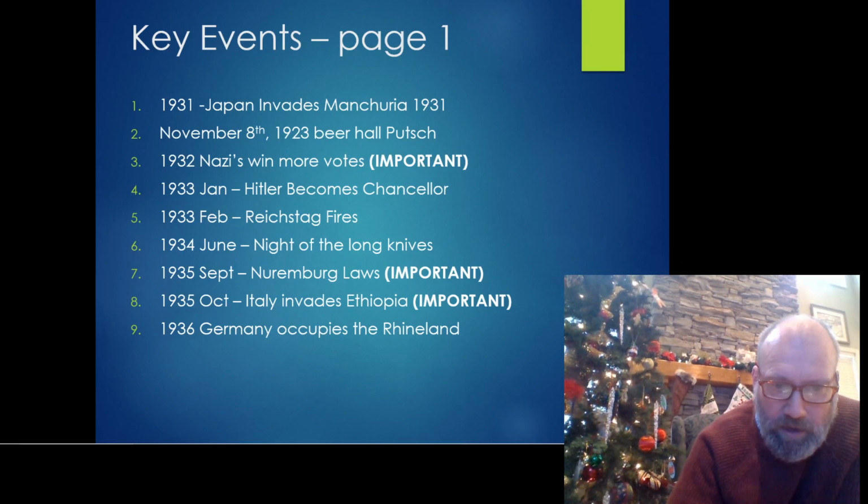1936, Germany occupies the Rhineland. All right, this is again another missed opportunity where the Allies could have said, whoa, you're not allowed to do this. This is against the Treaty of Versailles. The treaty says you are not allowed to have a military force in this buffer zone. So they could have taken action at this point. Another missed opportunity.